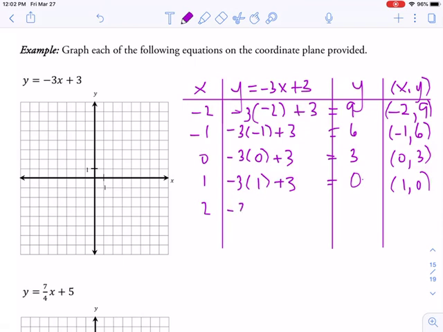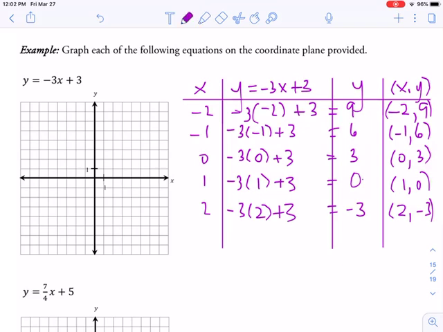Then for 2, last but not least, plug it in and solve. Okay, so -3 times 2 is -6, plus 3 is -3. So we're going to get the point (2, -3). And then we're going to graph them. Now you're going to notice that this one actually won't fit on the graph. That's fine. Okay, you just graph as many as actually fit on the graph, and that's good.